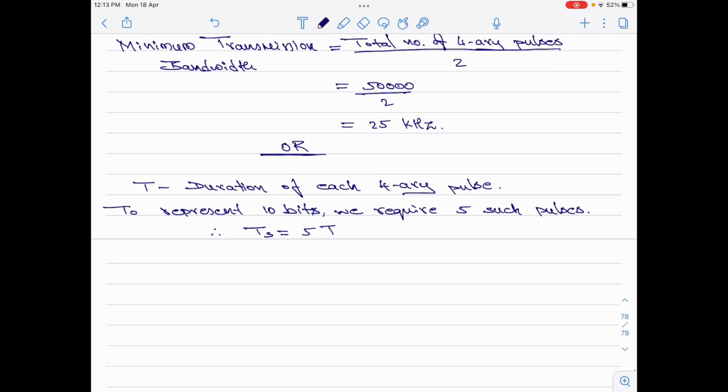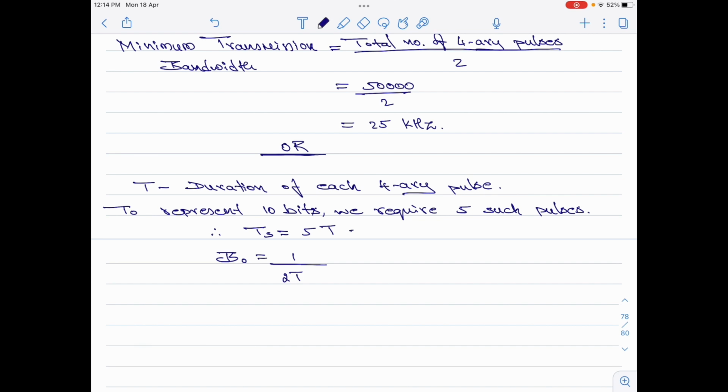From the raised cosine spectrum, we know that the minimum transmission bandwidth B naught is given by 1 divided by 2T. Please note, I should not write it as TB here. If I write TB, then it would mean the system is a binary system. Here, we are very clearly told it is a quaternary system. Therefore, I should write it as 1 divided by 2T.